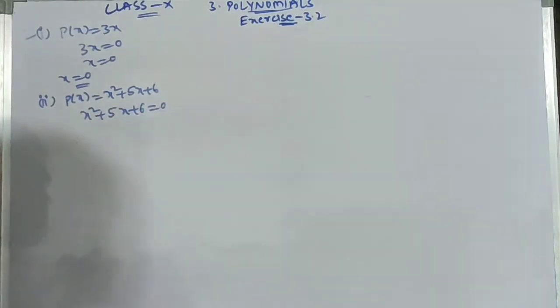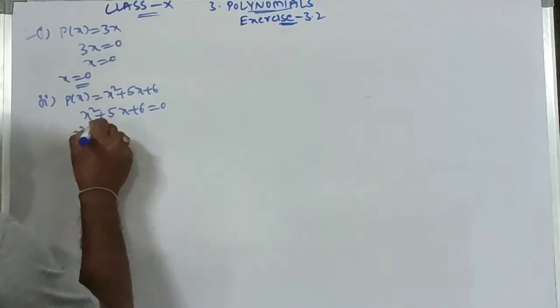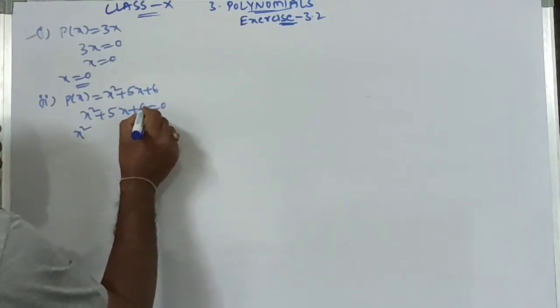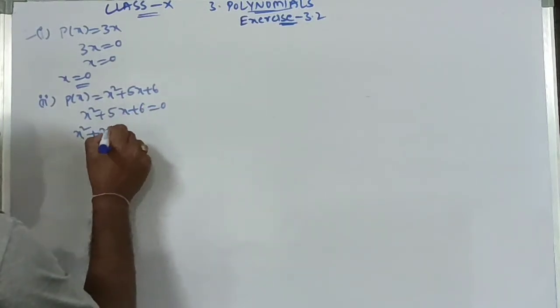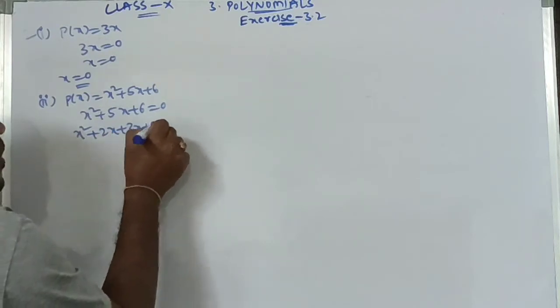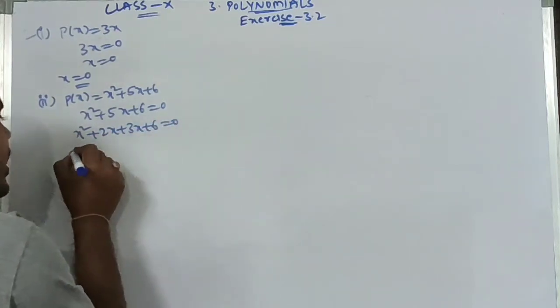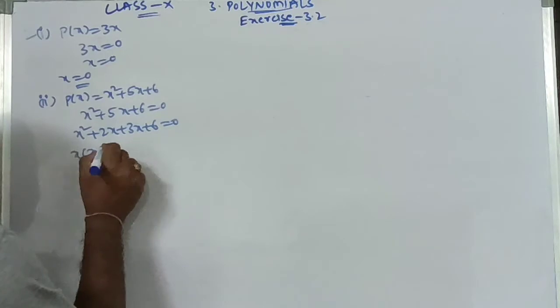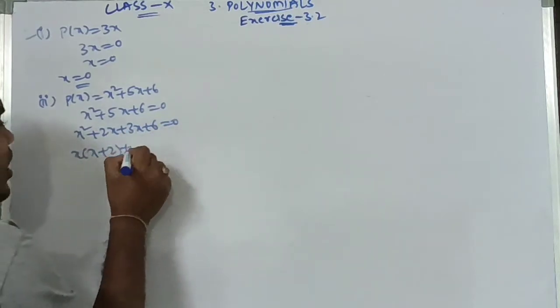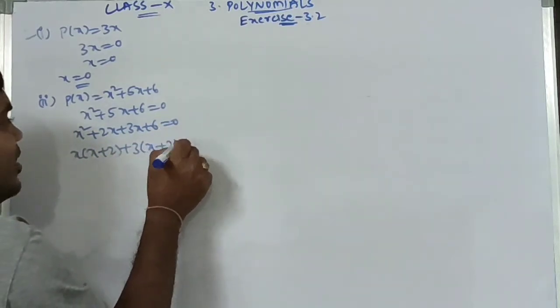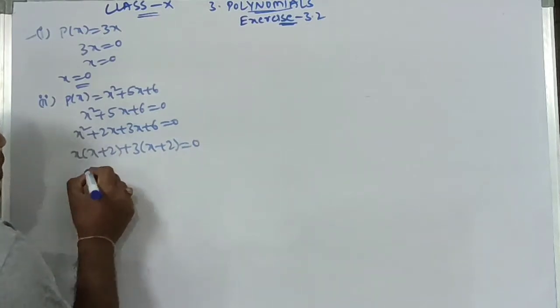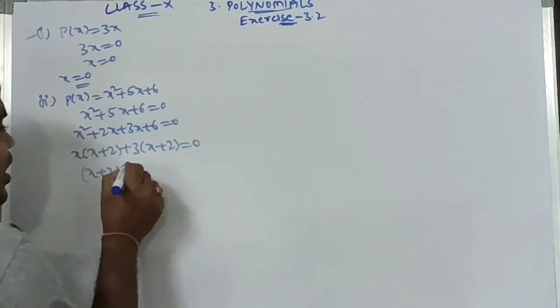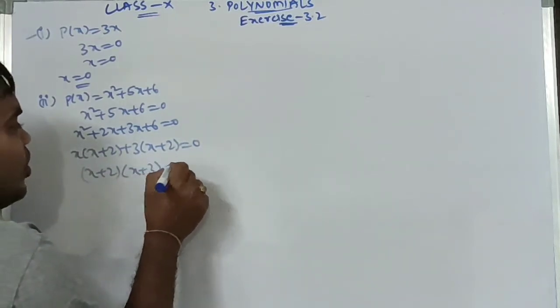I want to factorize x square + 5x + 6 = 0, splitting 5x as 2x plus 3x. So x square plus 2x plus 3x plus 6 equal to 0. Taking x common, we get x plus 2, and taking 3 common, we get x plus 2. So (x + 2)(x + 3) = 0.